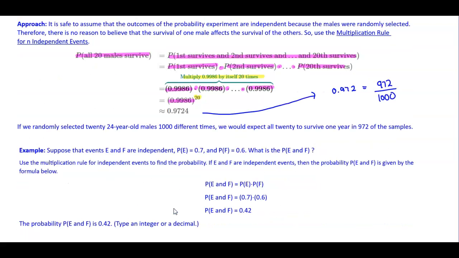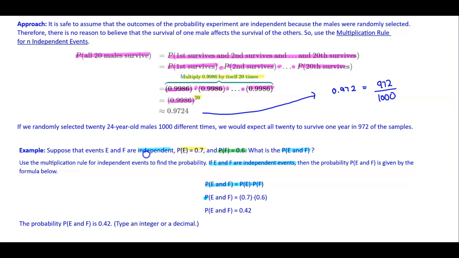Okay, next example. Suppose that events E and F are independent. The probability of event E is 0.7, and the probability of event F is 0.6. What is the probability of event E and F? So we're looking for the probability of event E and F. We're going to use the multiplication rule for independent events to find the probability, because of the fact that they're independent.